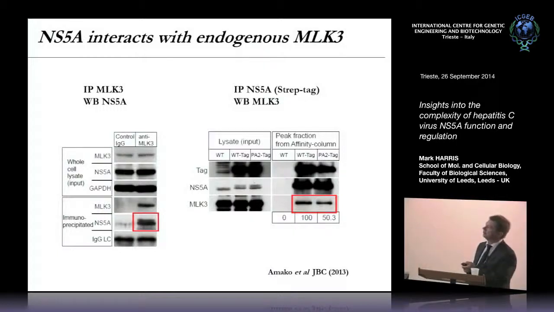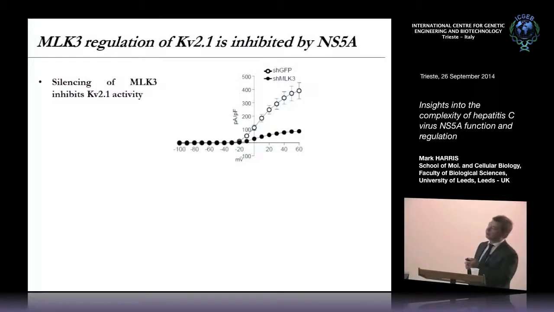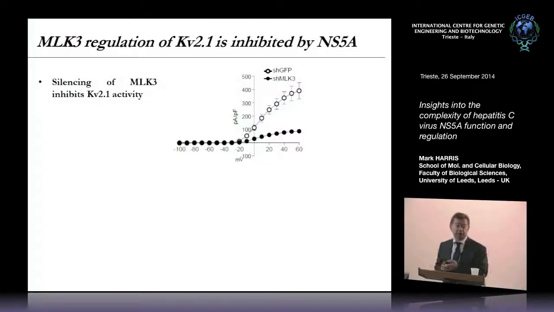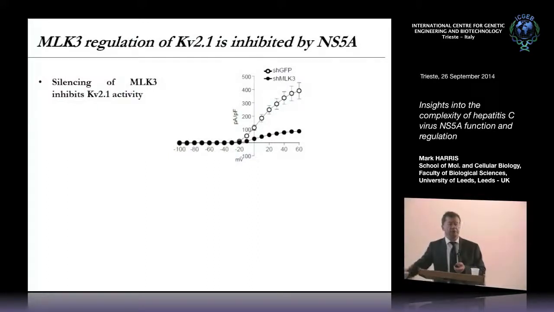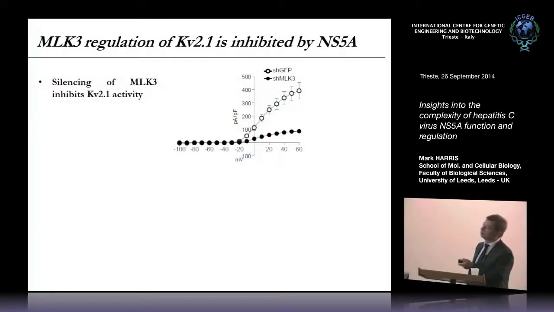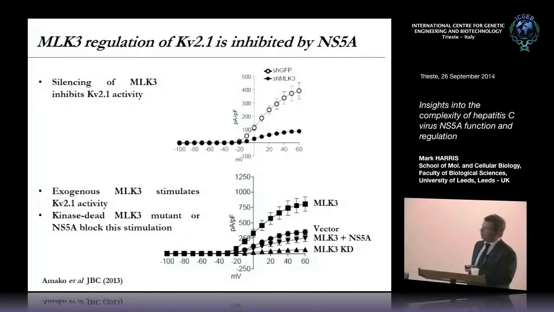This was published last year. Is MLK3 regulation of Kv2.1? Does MLK3 regulate Kv2.1? Well, yes, it does. If we silence MLK3, and you can see this here, we see a reduction in the levels of Kv2.1 activity compared to silencing GFP. So MLK3 phosphorylation clearly induces that cascade which activates Kv2.1. And if we transfect in an MLK mutant that's kinase dead, that will block the stimulation of Kv2.1 activity.